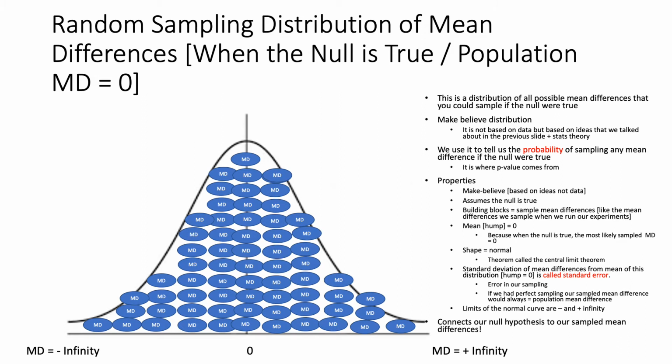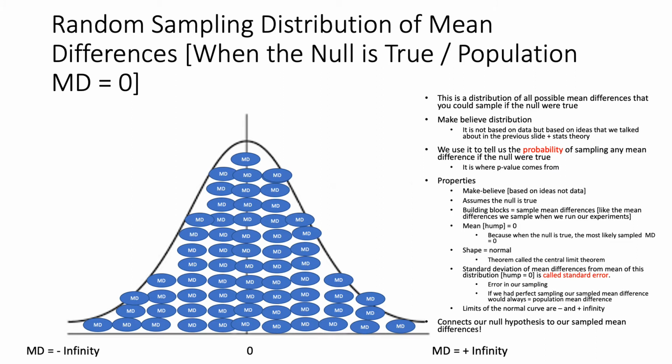This distribution is based on the ideas in the previous slide. It's not based on data that we collect, so it's make-believe. I think that's very important. And we use this distribution to tell us the probability of sampling any mean difference if the null were true, and this is where p-value is going to come from.